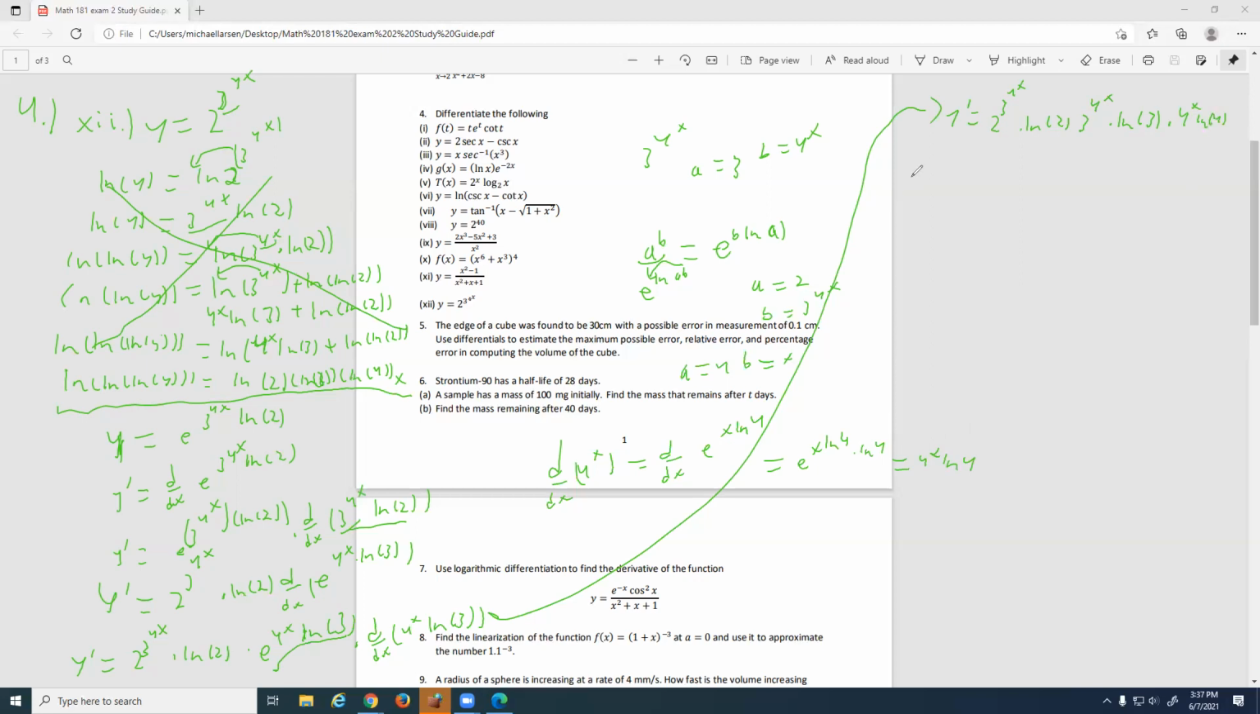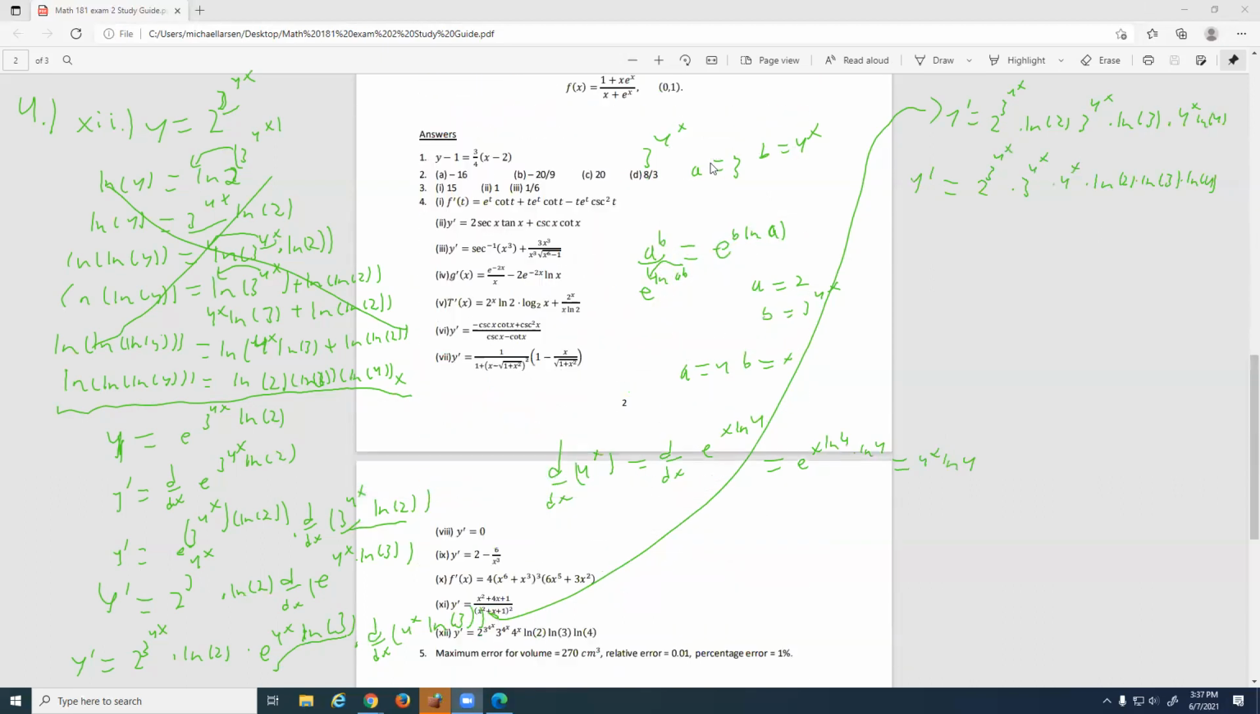Cleaning this up a little bit, we'll get y prime is equal to 2 to the 3 to the 4 to the x times 3 to the 4 to the x times 4 to the x times natural log of 2 times natural log of 3 times the natural log of 4. And fingers crossed, I did all of that algebra correctly. I'm going to double check really quick, and then we can end off here.